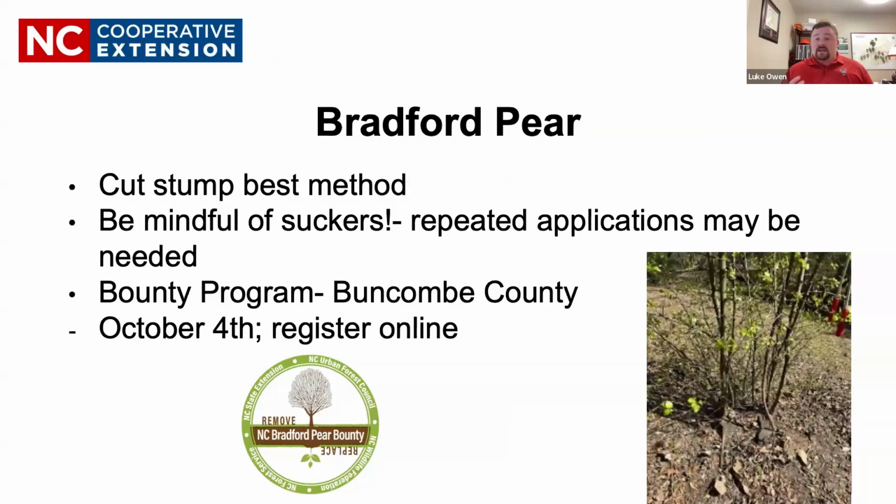Cut stump method is our best method, painting or spraying on the herbicide, but we've got to be mindful of suckers that can result when we cut the Bradford pear. The picture on the right shows those suckers.